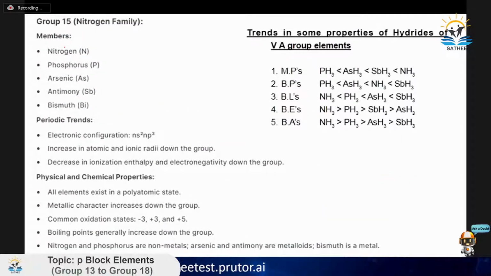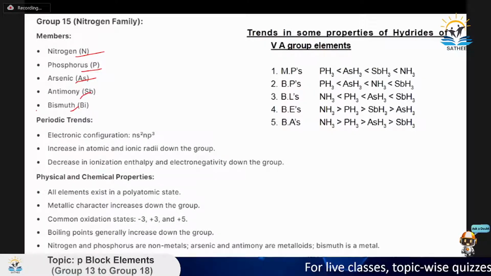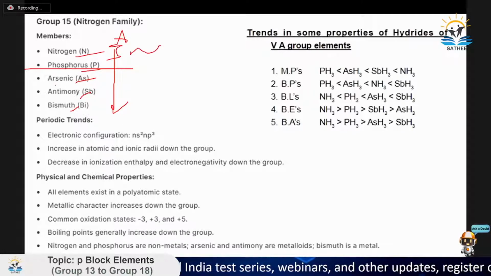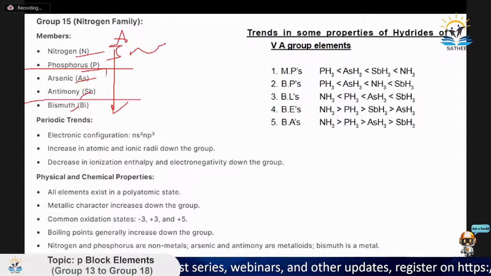That is basically the nitrogen family over here, and there are a lot of things written on this page. So let's see. Firstly, the elements present in group 15: nitrogen, phosphorus, arsenic, antimony, and bismuth. Very similar to groups 13 and 14 that we have studied, it's almost the same properties over here. And you see a bit of a transition also, right? Nitrogen and phosphorus are completely non-metallic. Arsenic and antimony are metalloids.